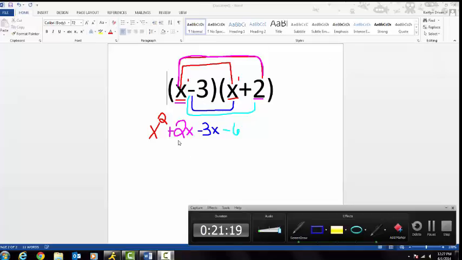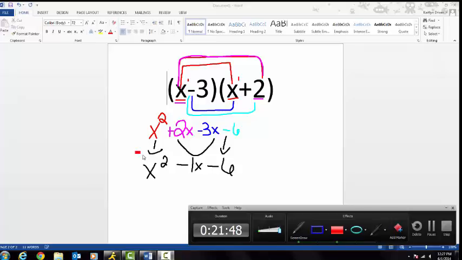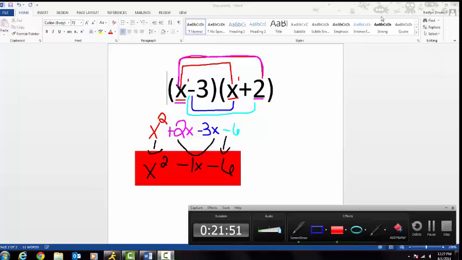Okay? So now we're going to combine our like terms, which is +2x minus 3x, which is going to end up being -1x. And you're just going to bring this stuff down, which is going to be x squared minus 1x minus 6. Okay? That's your answer right there. Same answer that we got up there.